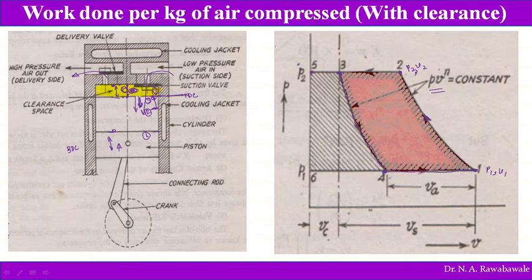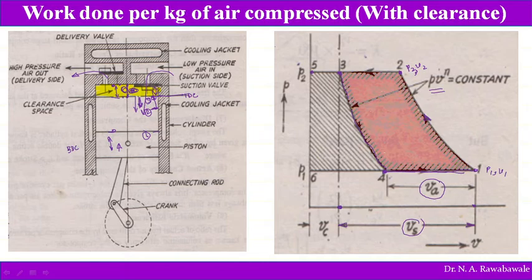So this is the actual amount of air sucked, but this is the stroke length of the piston. The piston moves from this point to this point, so this is the stroke length, and that's why we call it the swept volume Vs. Here the actual air is sucked from point 4 to 1, which is known as the actual amount of air sucked into the compressor. So the swept volume is greater than the actual volume of air taken into the compressor.